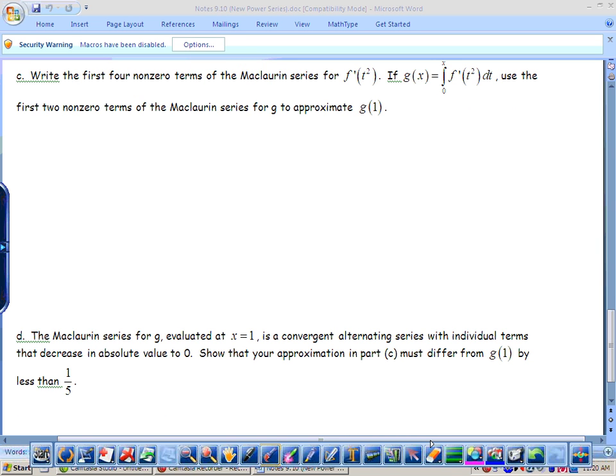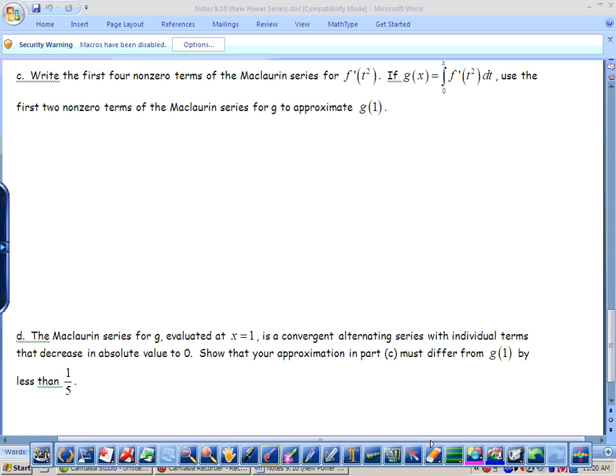Write the first 4 non-zero terms of the Maclaurin series for f prime of t squared. And then if g of x equals the integral from 0 to x of f prime of t squared dt, use the first 2 non-zero terms of the Maclaurin series for g to approximate g of 1. That's a lot to deal with in one problem.